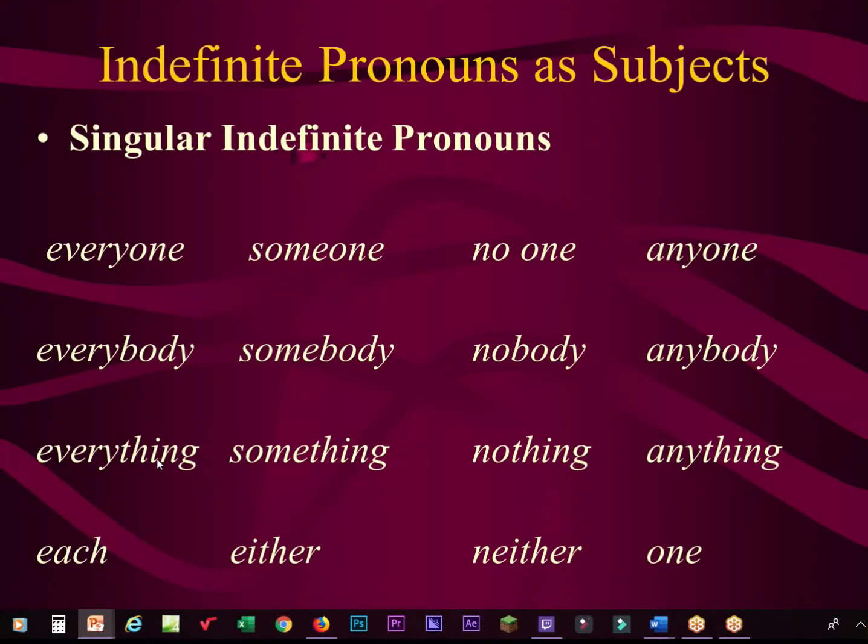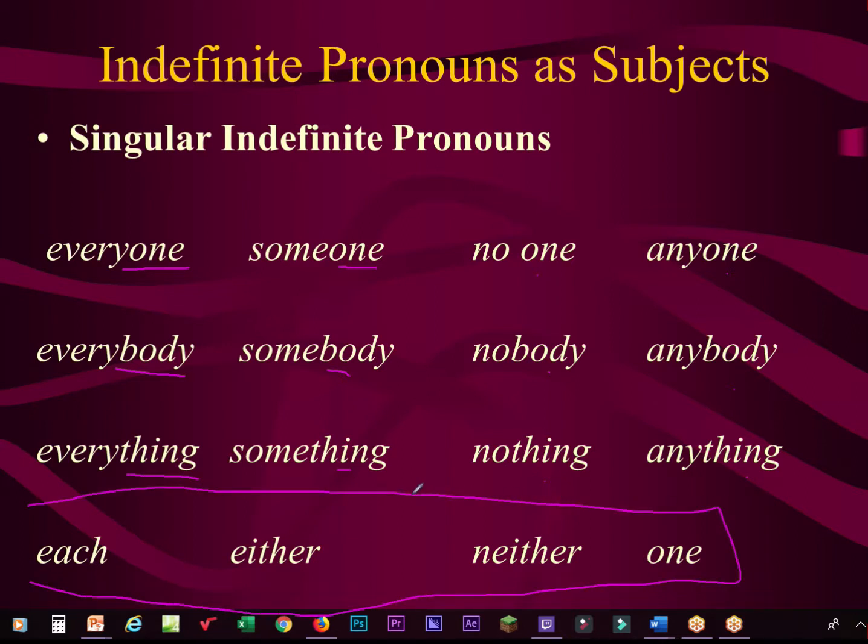Now we go into something else. We have indefinite pronouns as subjects. These have to be memorized also. So there's a pattern here, and you should memorize the pattern first. One body thing, one body thing, one body thing, and one body thing. Memorize that pattern first. And then you've got everyone, everybody, everything, someone, somebody, something, no one, nobody, nothing, anyone, anybody, anything, and then 4 additional ones: each, either, neither, one.